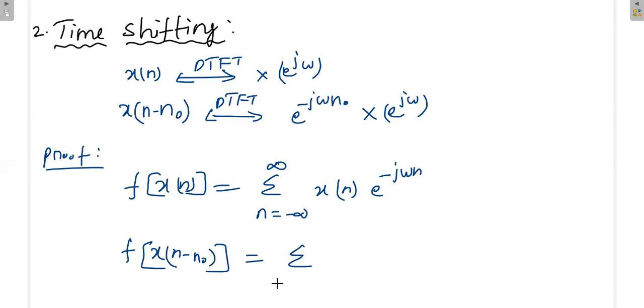That is summation n from minus infinity to plus infinity x of n minus n naught e power minus j omega n. Again, we can substitute n minus n naught is equal to p. Okay, let n minus n naught is equal to p. Again, we know that n is variable, but n naught is constant. So p is variable. So from this, we can write n is equal to p plus n naught.